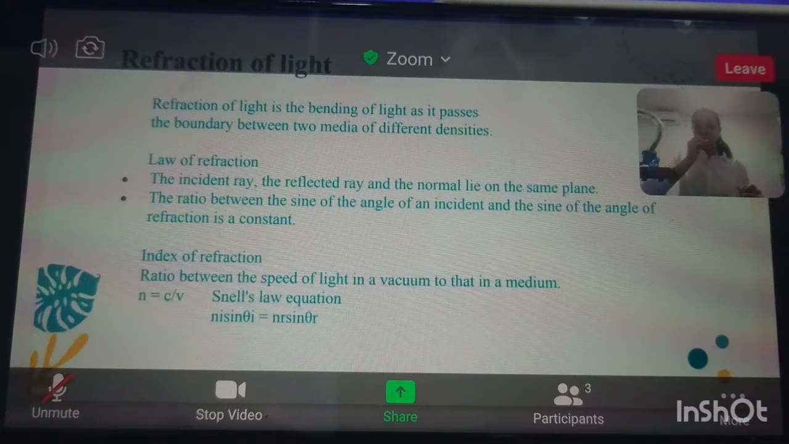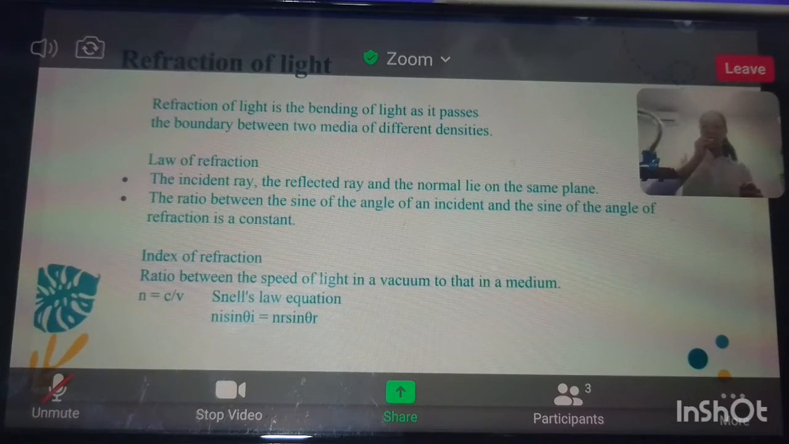The law of refraction. The incident ray, the refracted ray, and the normal lie on the same plane. The ratio between the sine of the angle of incidence and the sine of the angle of refraction is a constant. Index of refraction: the ratio between the speed of light in a vacuum to that in a medium. n is equal to c over v. Snell's law equation is n_i sine angle of incidence equals n_r sine angle of refraction.